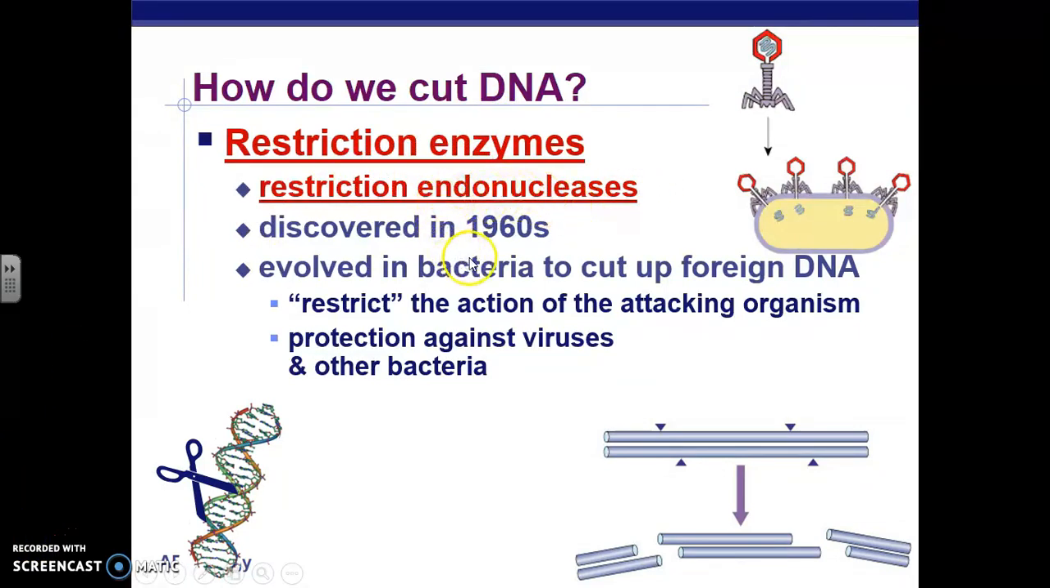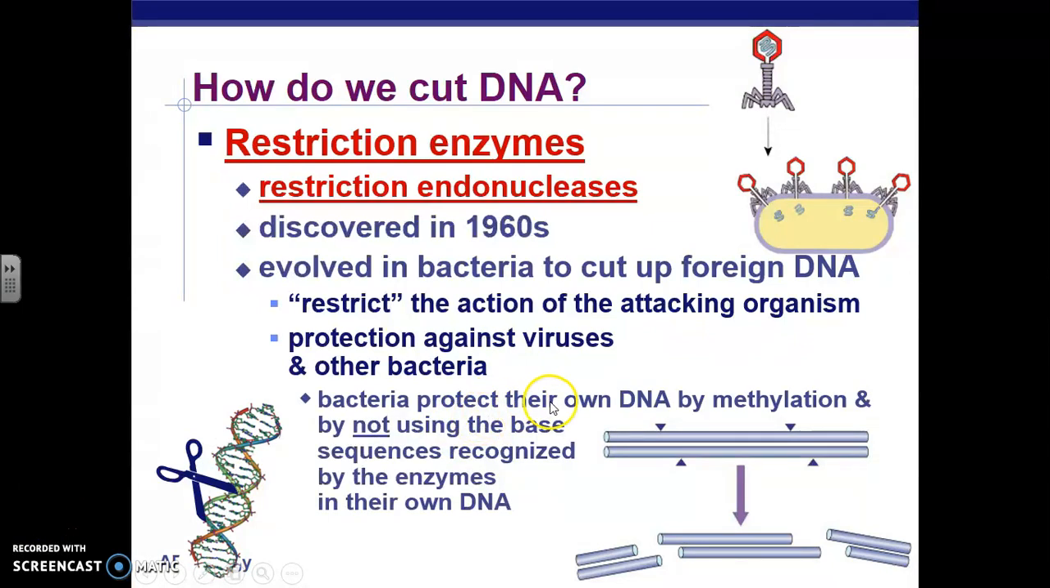These were discovered in the 1960s, so even before my birth, and it's thought they evolved in bacteria to cut up foreign DNA or to protect themselves from viruses, almost like siRNA evolved. But it's thought that bacteria evolved these restriction endonucleases to cut up foreign DNA, like from viruses, when they got infected. And scientists actually found these enzymes in bacteria, and now we use them for our benefit.